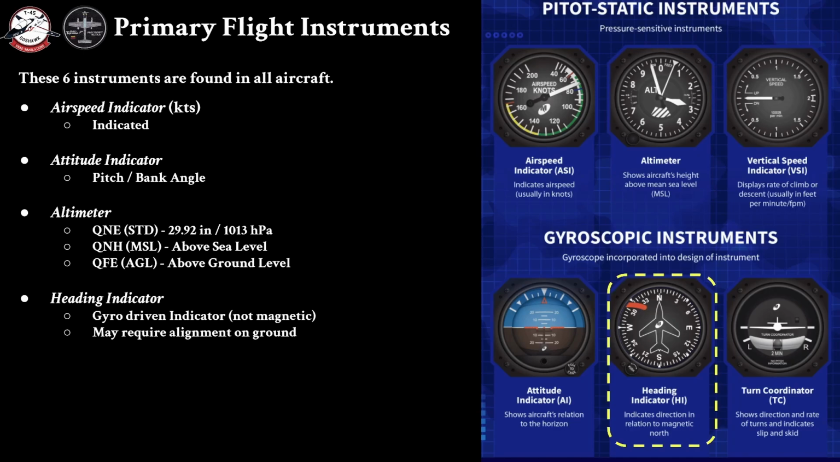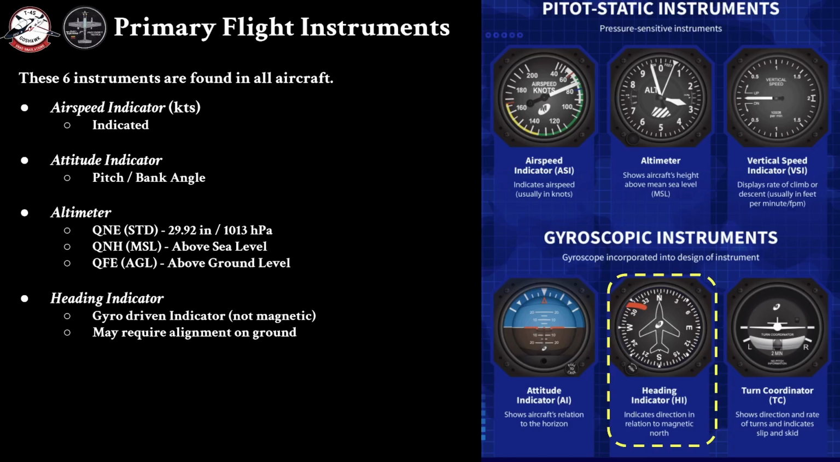Next is going to be your heading indicator, okay, which shows the current heading of the aircraft. Now, the heading indicator is a gyro-driven indicator. It's not magnetic. That means that in order for the heading indicator to work, one, the engine has to be operating. Okay, and two, once you do start the engine, you need to get this aligned. Okay, so you actually have to match it to a magnetic one that is in the aircraft.